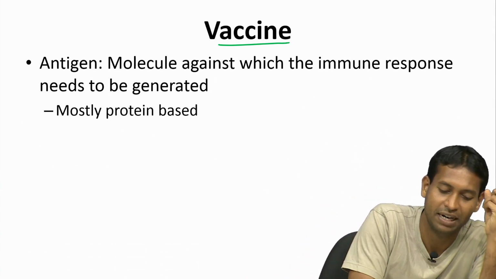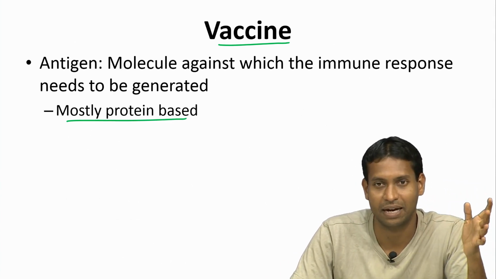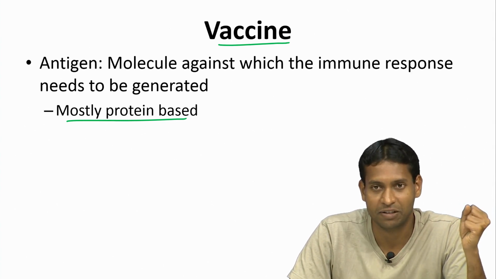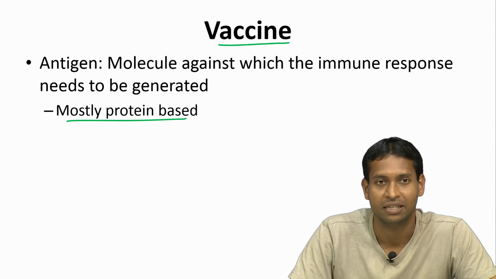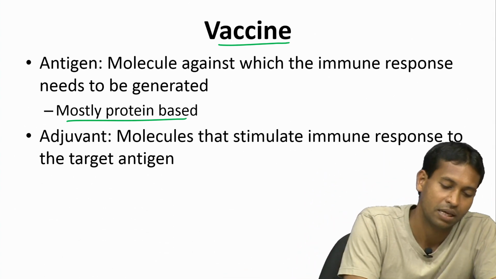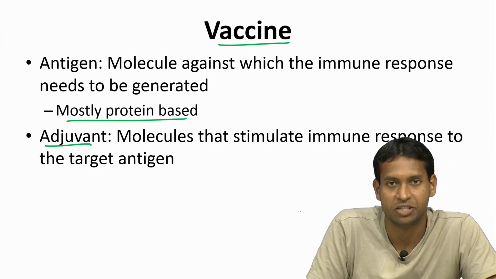So, typically what you will find is vaccines are protein based. Proteins act as very nice immunogenic molecules, and our body is well trained to handle different types of proteins. So, most vaccines you will find are protein based. Then you have adjuvants, and so what are adjuvants? Adjuvants are molecules that stimulate the immune response.